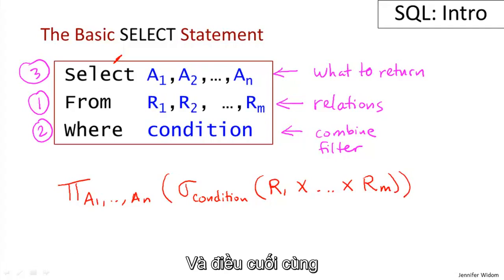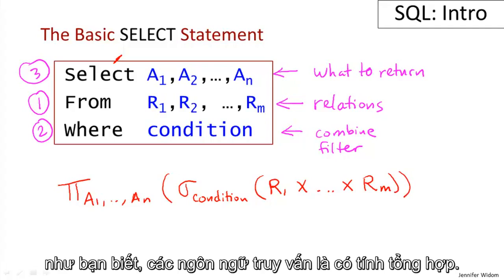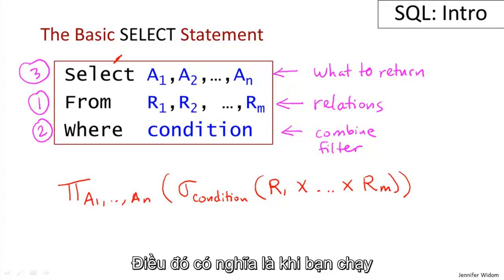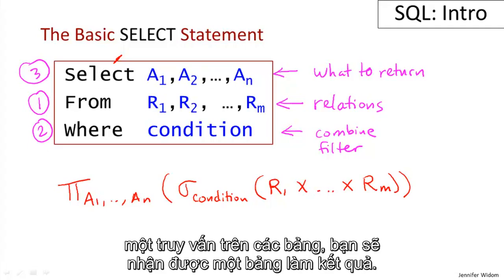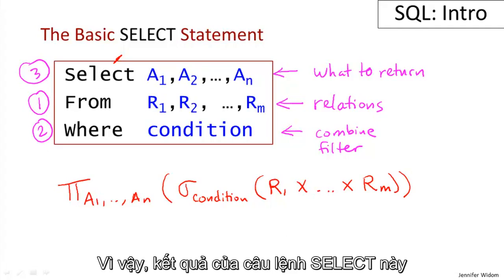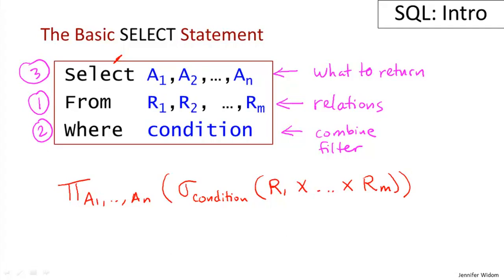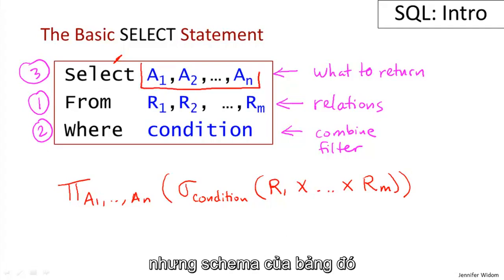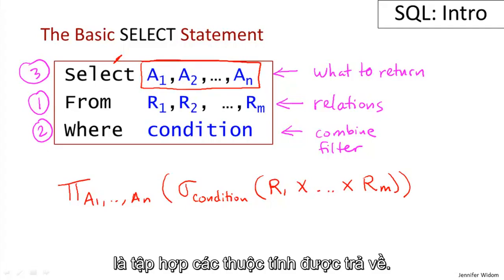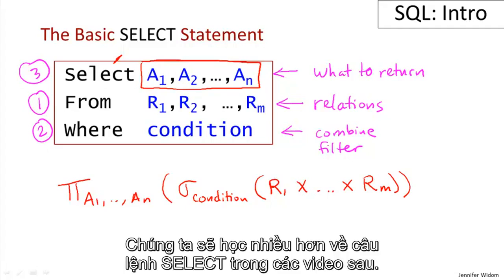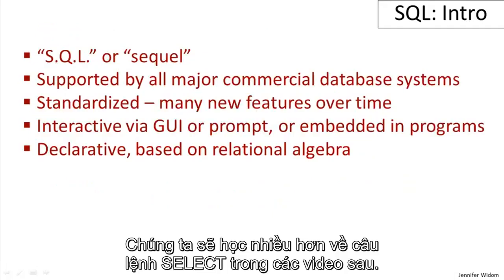The last thing I wanted to mention is that, as you know, relational query languages are compositional. That means when you run a query over relations, you get a relation as a result. So the result of this select statement is a relation. It doesn't have a name, but the schema of that relation is the set of attributes that are returned. We'll learn much more about the select statement in future videos.